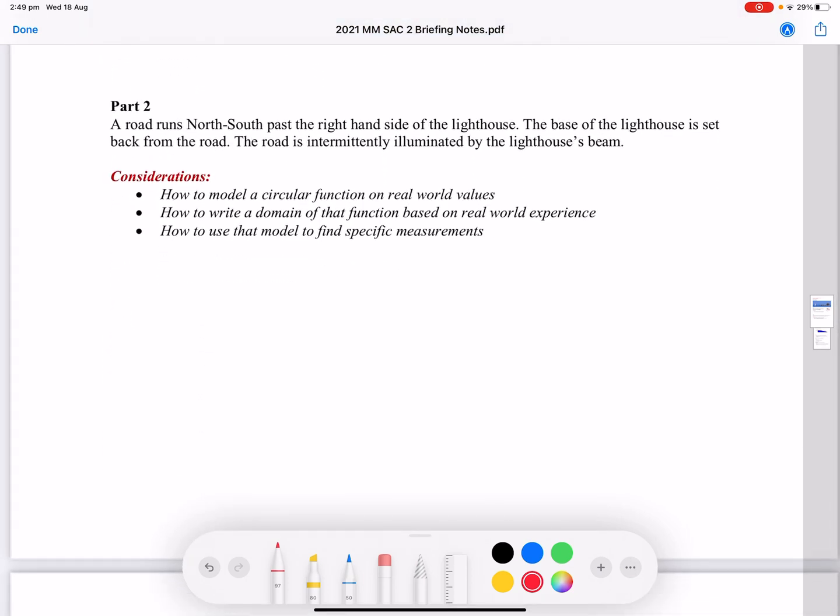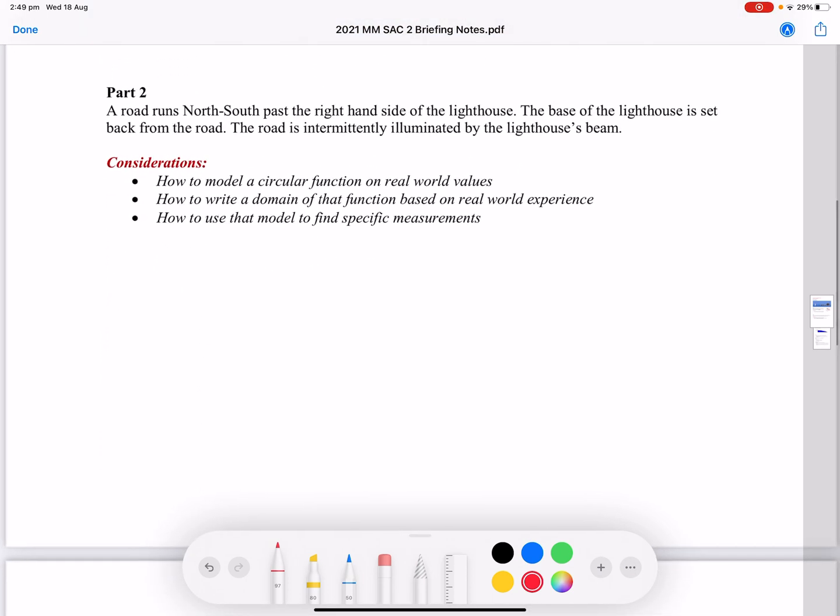The second part entails a road that runs north and south past the right-hand side of the lighthouse. The base of the lighthouse is set back from the road. The road is intermittently illuminated by the lighthouse's beam. I'm just going to talk about this term, just to make sure that we're all understanding what intermittently illuminated means. It means at times the road will be lit up by the lighthouse, and at other times it will be in pitch black, because the lighthouse beam will be away from it.